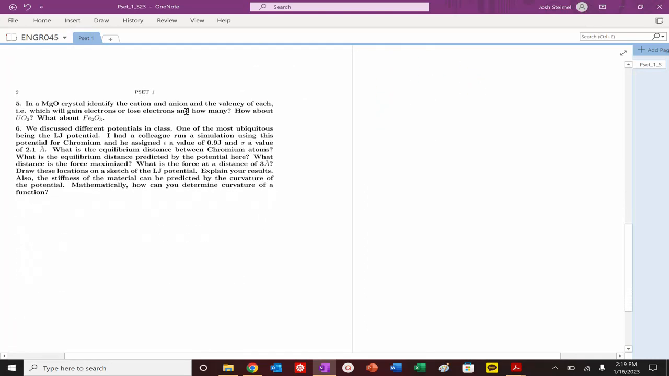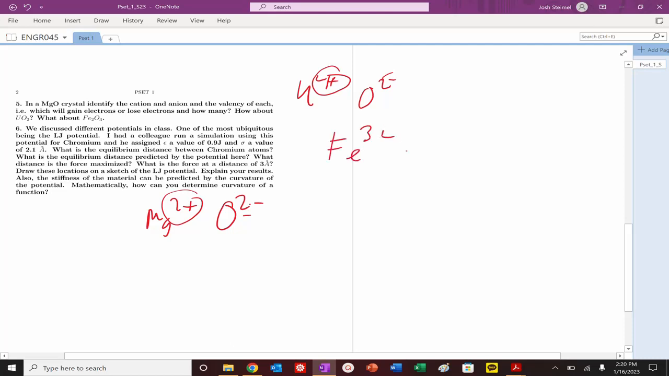All right, MgO, which is the cation, which is the anion? Mg is the cation. It is 2+, O is 2-. This is going to give up electrons, this is going to gain electrons. This will give up 2, this will gain 2. How about UO2? So U will be 4+, O 2-, and there'll be 2 of them. So this will give up 4, this will gain 2, and then the other one will also gain 2. What about Fe2O3? Fe is 3+, O is 2-, and there are 2 of these, 3 of these, and Fe will give up 3 electrons, and O will eventually gain 2 electrons. And that's it.